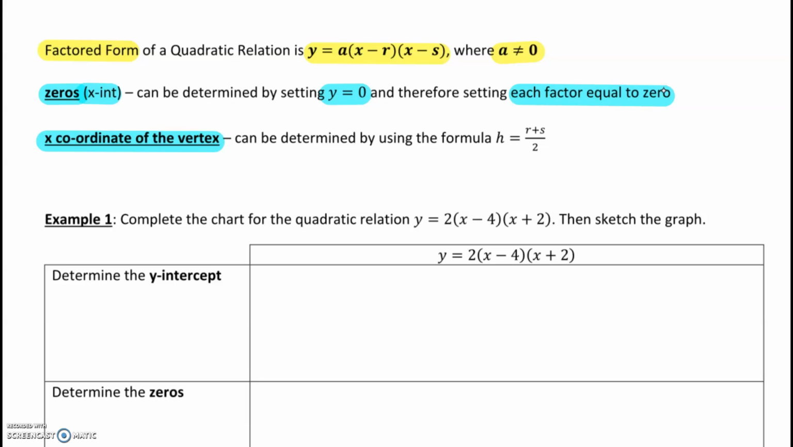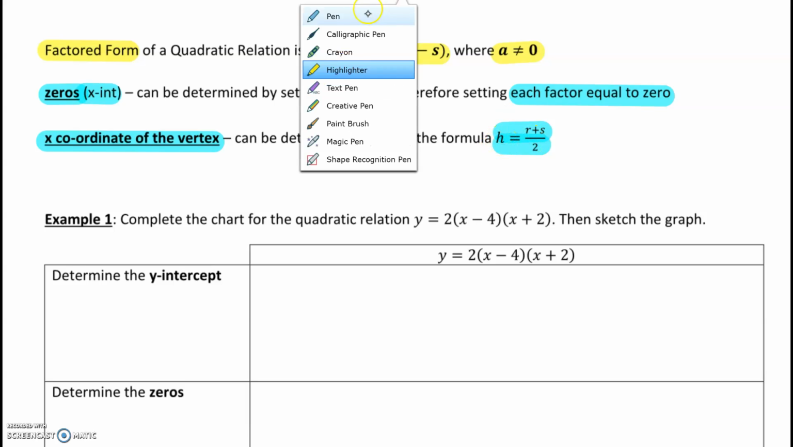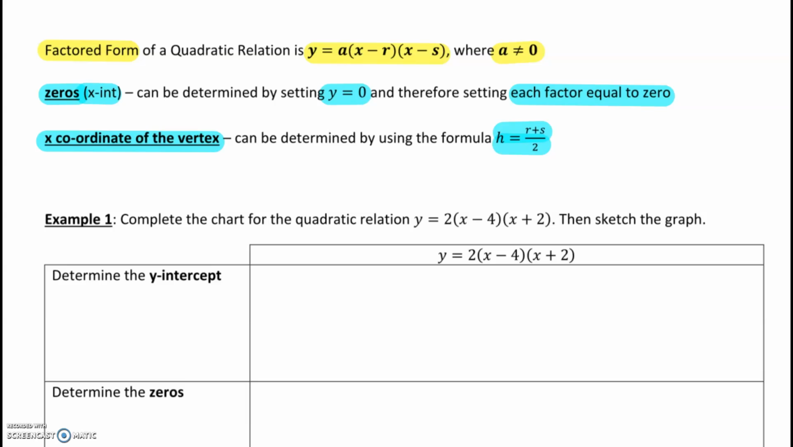All right. The other thing we're going to use to find the x-coordinate, we use this formula. h equals r plus s divided by 2. So you take your zeros, add them together, divide by 2. That gives you the h value, which remember that the h value is the x-coordinate of the vertex, because you write the vertex as (h, k). And that's why we have h here and h here, because it's giving us our x-coordinate of the vertex.